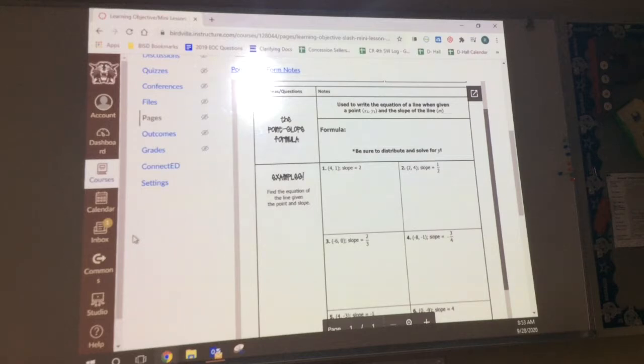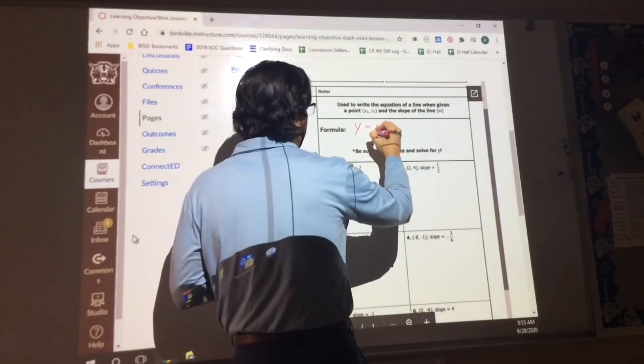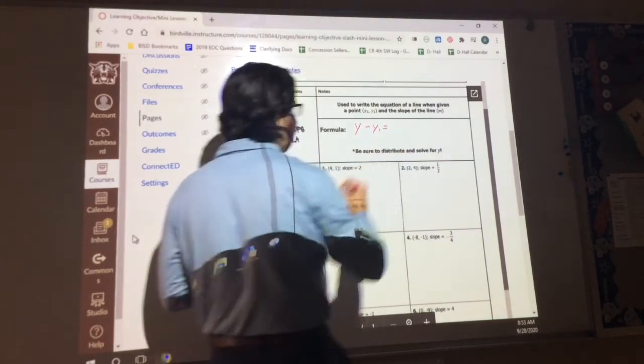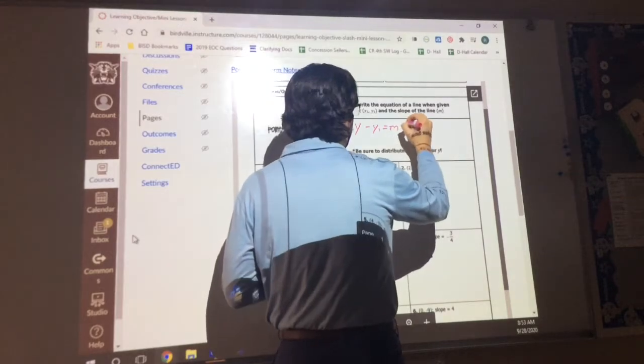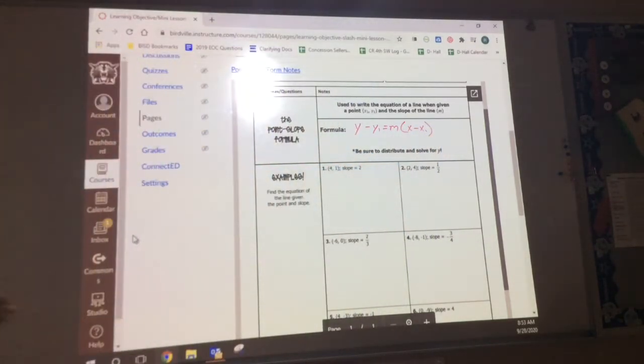Now, you have this formula on the star chart in Canvas. It's in one of the yearly resource documents. But I'm going to go ahead and give it to you now. The formula is y minus y1 is equal to m parentheses x minus x1. So again, that's y minus y1 equals m parentheses x minus x1.